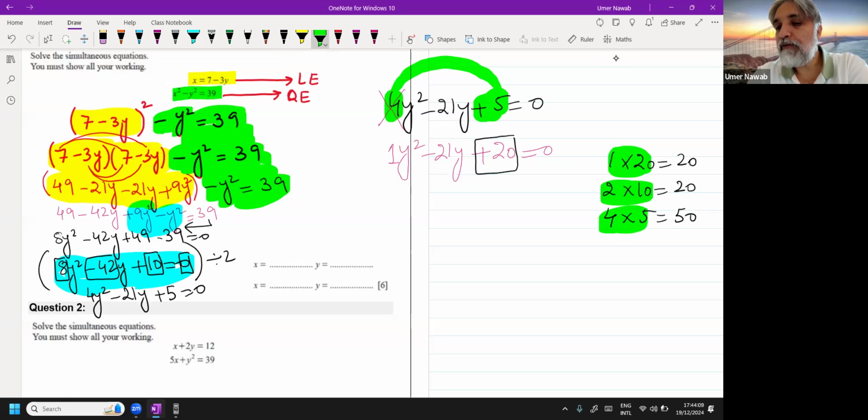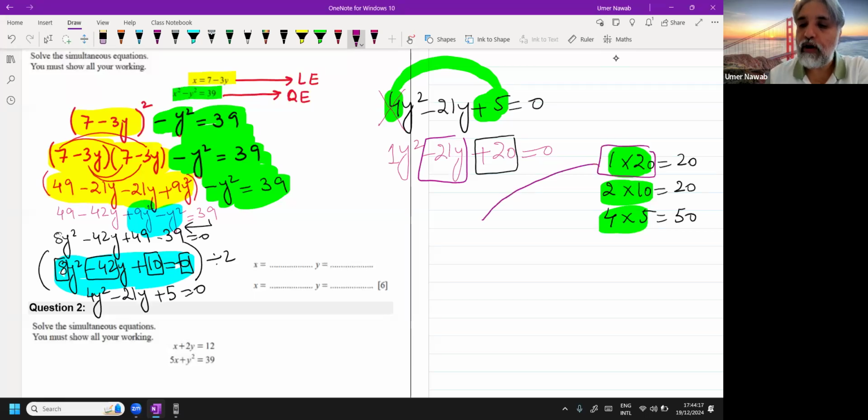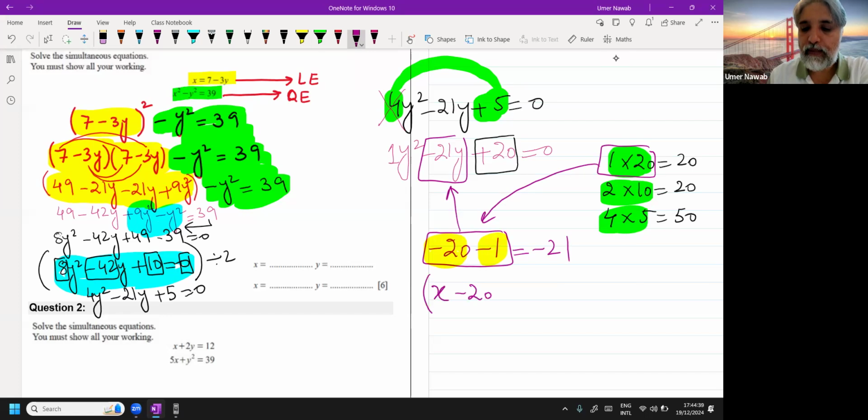Which pair, if you add or subtract, gives you the answer negative 21? Your answer will definitely come to me, Mr. Omar. Why not? You can write negative 20 and negative 1, because negative 20 and negative 1 will give you negative 21. Wow. So the two numbers minus 20 and minus 1 should be written in the factor form. So my first factor is x minus 20 and second factor is x minus 1. I hope it is clear, but my job is not done yet.